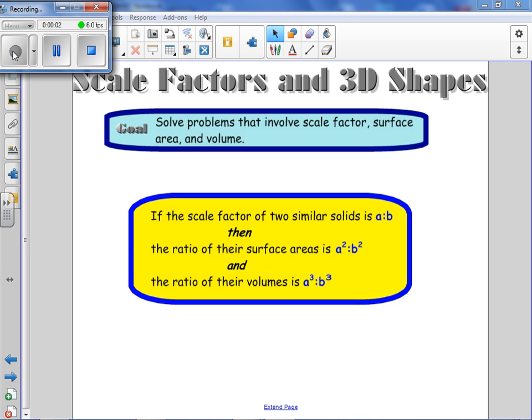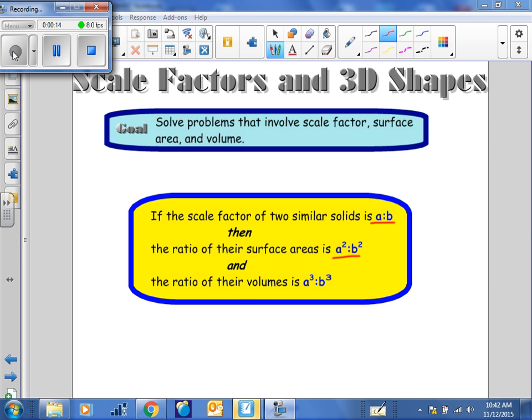So this is lesson 6 in Math 21, outcome 4. And we're going to build on what we did in the last lesson to include a ratio for volumes. So in the last lesson, we learned that if the scale factor is a to b, that means that the ratio of the area would be a squared to b squared, which means the ratio then of their volumes is going to become a cubed to b cubed.